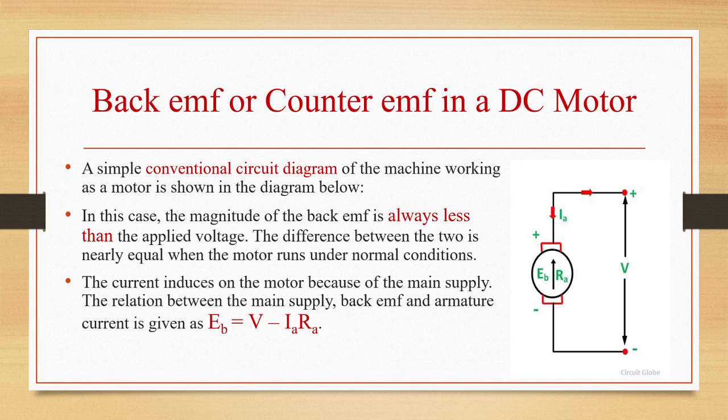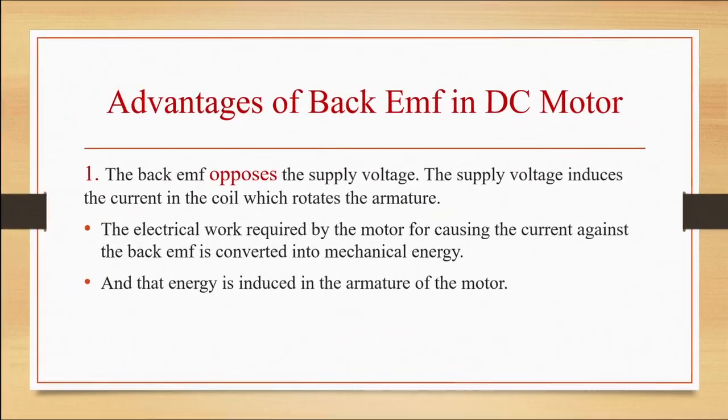So the electric work done in overcoming and causing the current to flow against EB is converted into mechanical energy developed in the armature. So energy conversion in a DC motor is only possible due to the production of back EMF. The net voltage across the armature circuit is V minus EB. If Ra is the armature circuit resistance, then Ia will be equal to V minus EB by Ra.